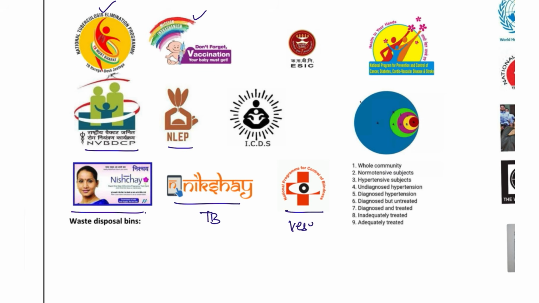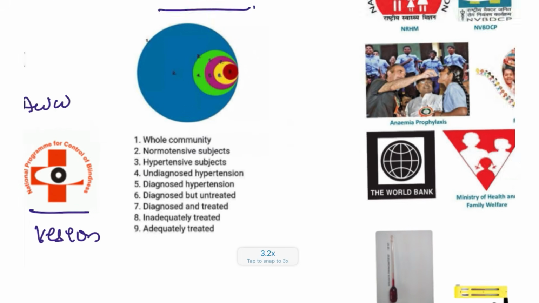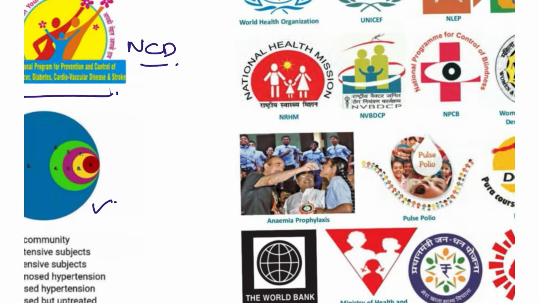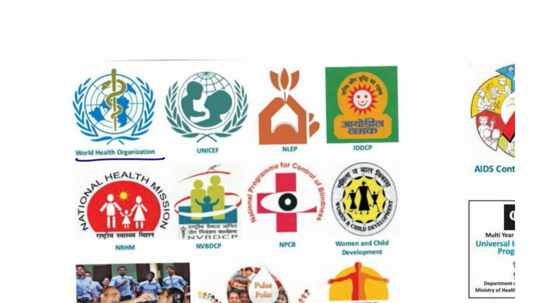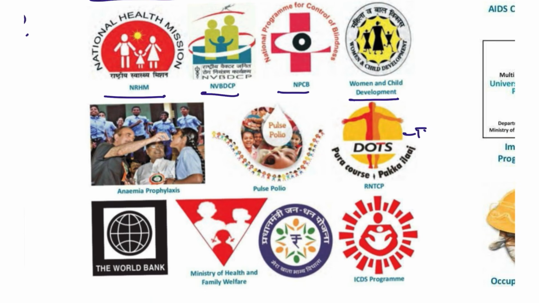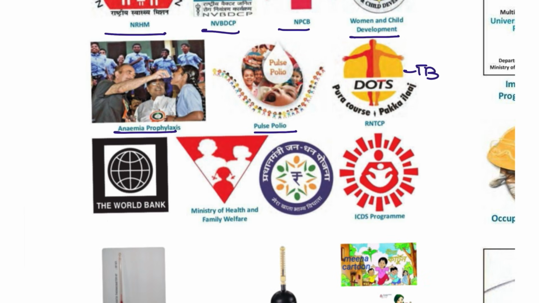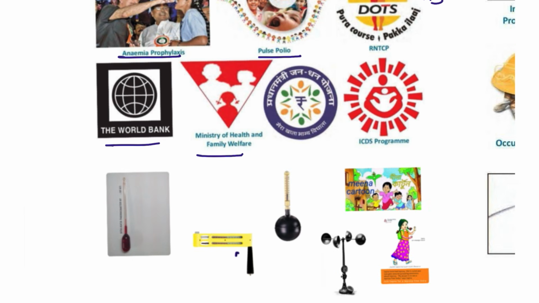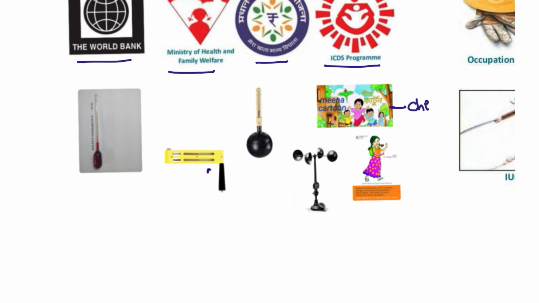This is the vision logo. ICDS is for Anganwadi workers. ESI is for employment, and this is for non-communicable diseases. Here you can see a picture of hypertensive individuals. Next: WHO, UNICEF, leprosy and iodine supplementation, National Health Mission, vector-borne diseases, vision, women and child development. DOTS again is for TB patients, pulse polio, anemia prophylaxis, World Bank and Ministry of Health, and Jan Dhan Yojana, ICDS program. Meena is for child care, whereas Sapna is for patients with leprosy.